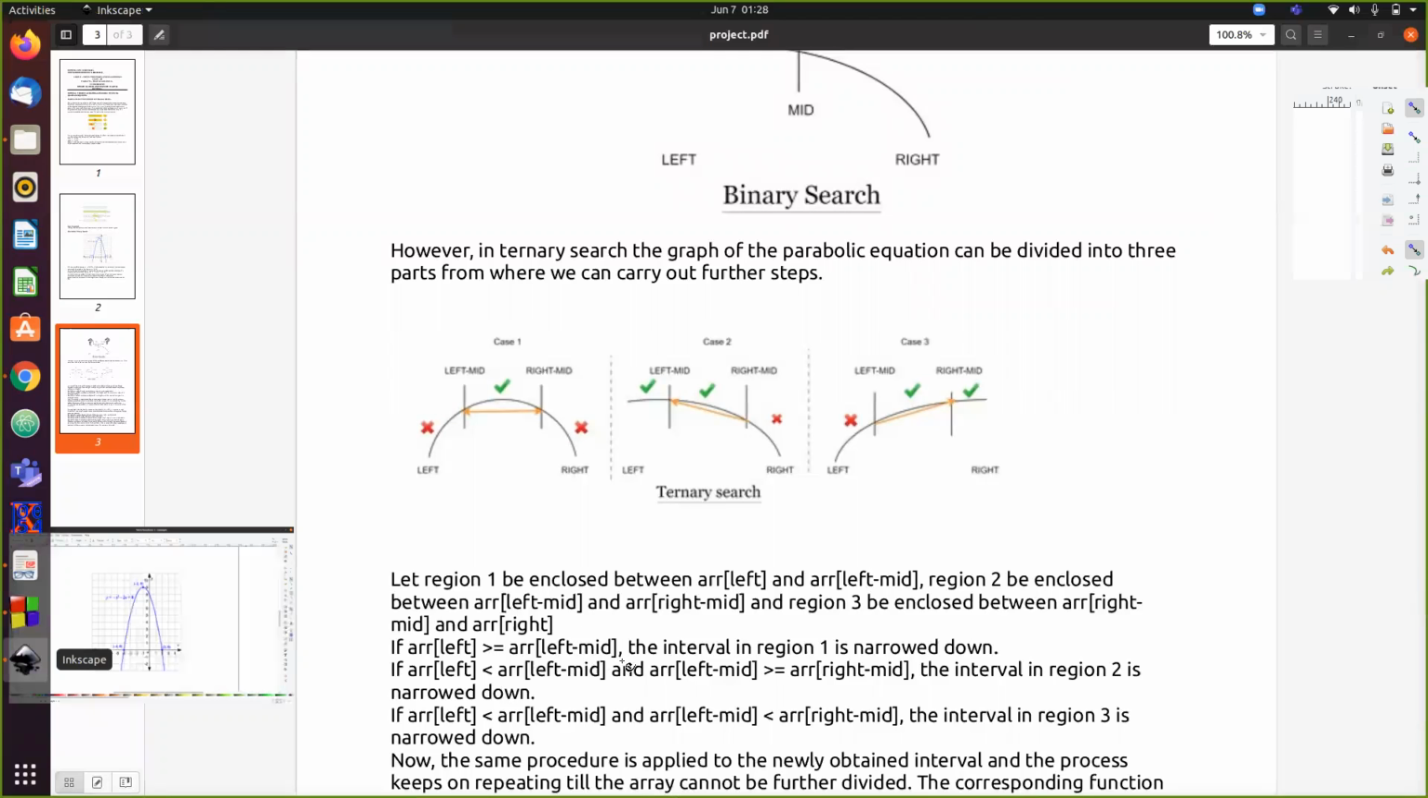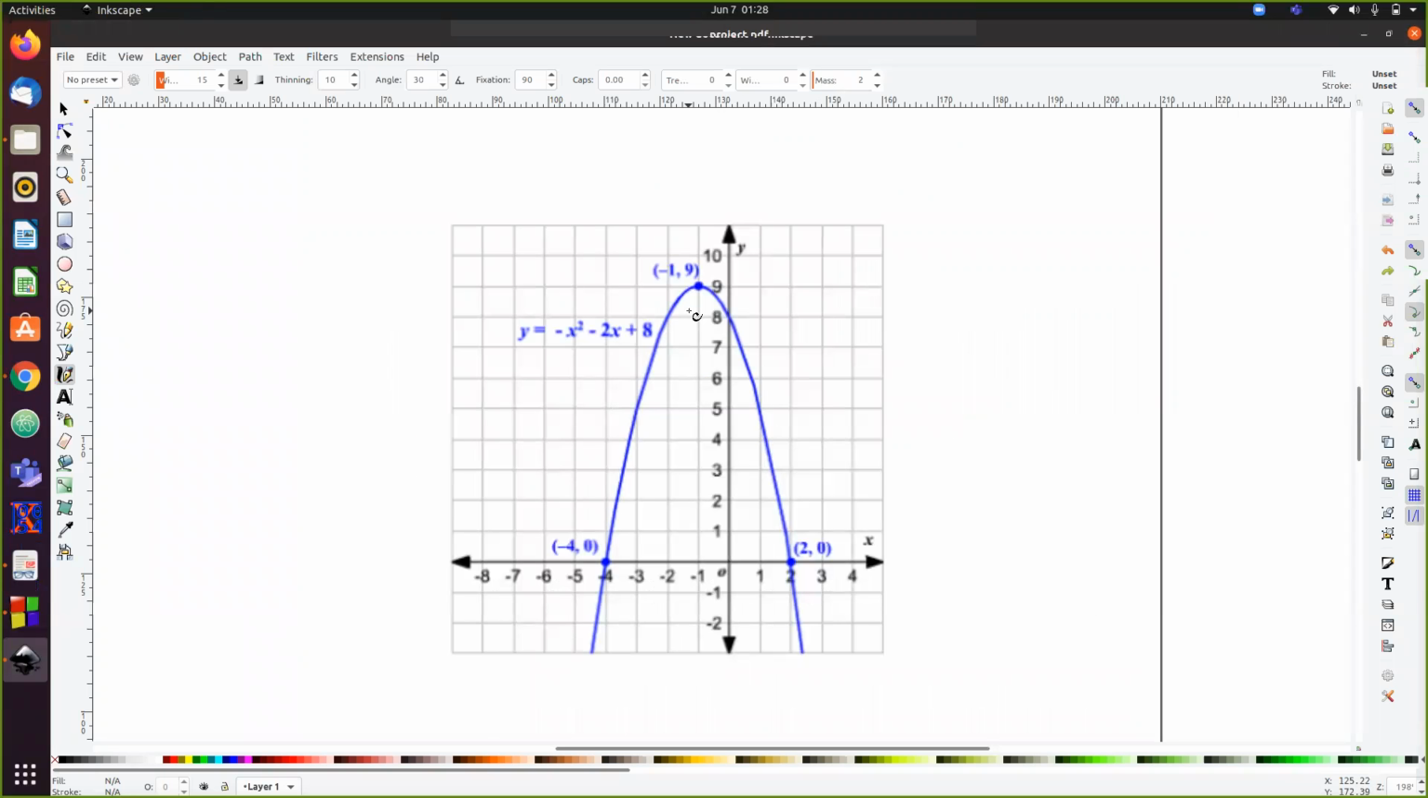So, suppose we have the standard parabolic graph of a quadratic equation. It's minimized at -1, 9. So, how are we exactly going to apply this algorithm? As Sarthak mentioned, we are going to use ternary search, and to do that, we are going to divide this graph into two equal halves.